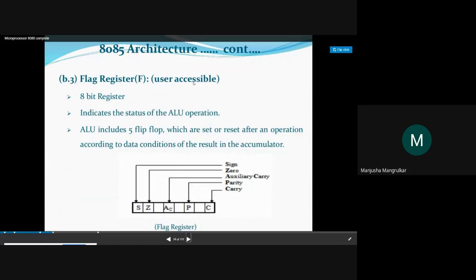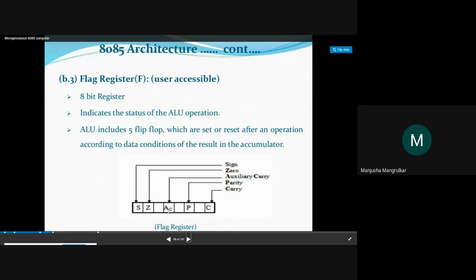Next, it is the flag register. F is an 8-bit register that indicates the status of ALU operations, right? The ALU includes five flip-flops, which are set or reset after an operation according to the data conditions of the result in the accumulator. So this is a standard flag register. S is first, it shows the sign of your result. Z means the zero flag: sign flag, zero flag. If your result is non-zero, the zero flag will be 0, right? If your result is zero, your zero flag will be set to 1.